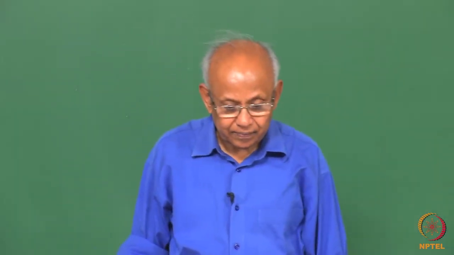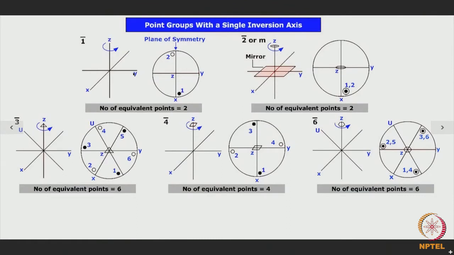I shall now discuss point groups with a single inversion axis. Let us start with the point group 1 bar. So, it is a single one-fold inversion axis. Say for example, the inversion axis is along the z direction and we take a stereographic projection on the x y plane.